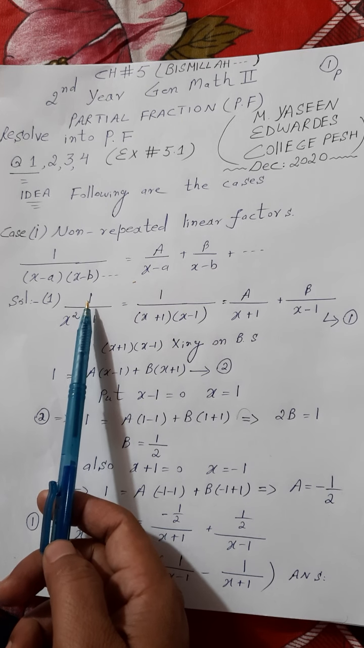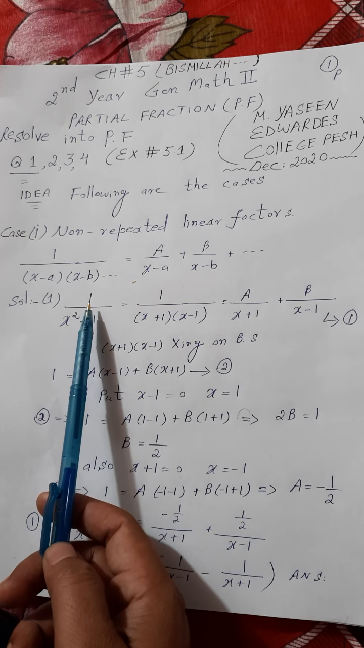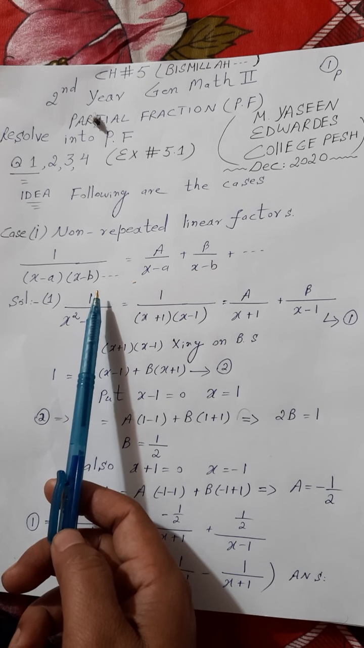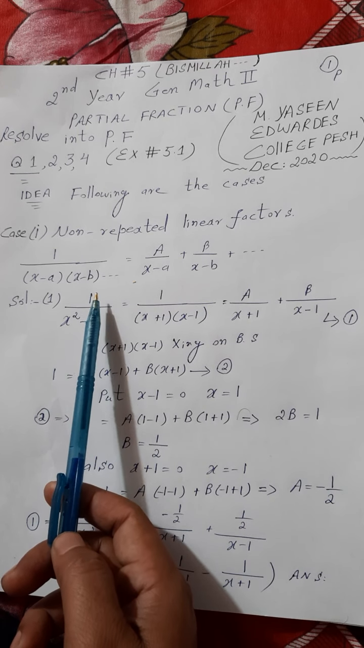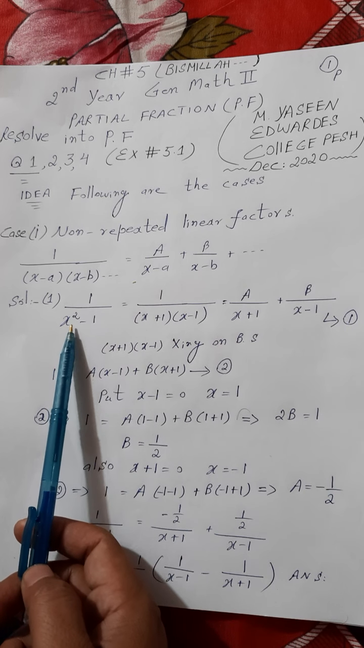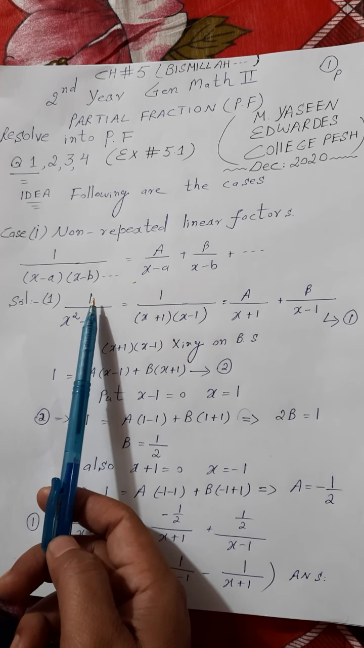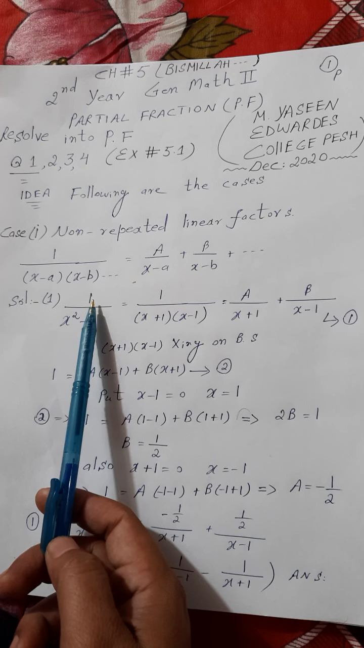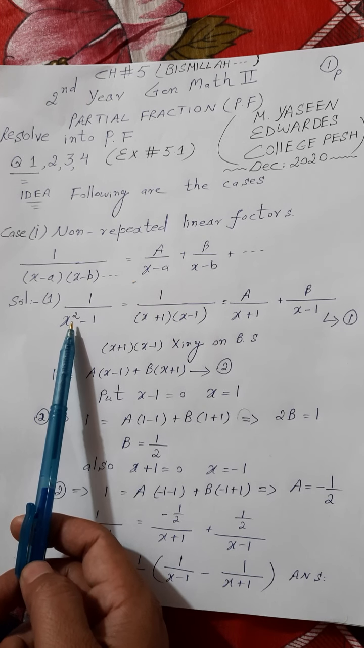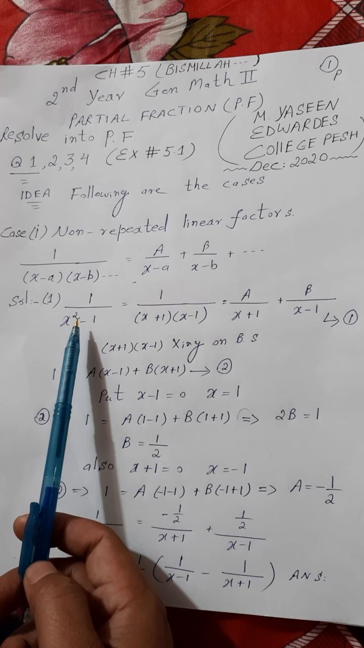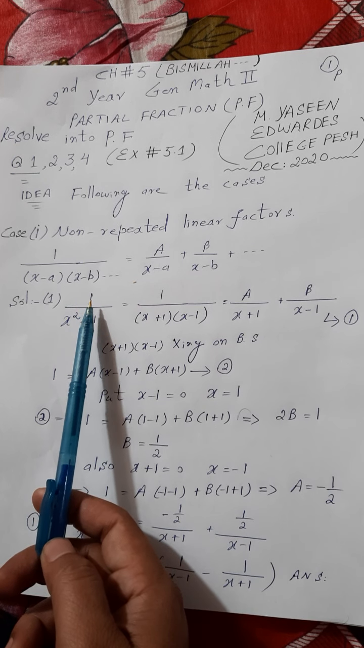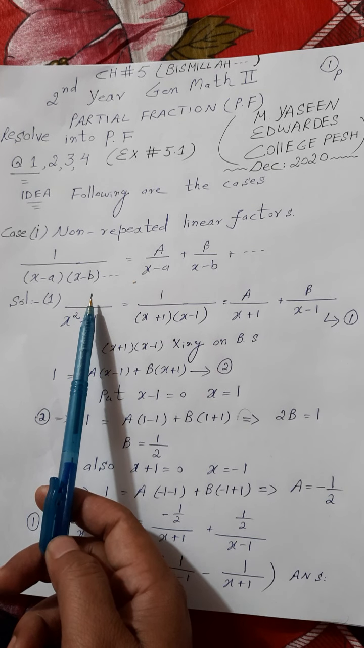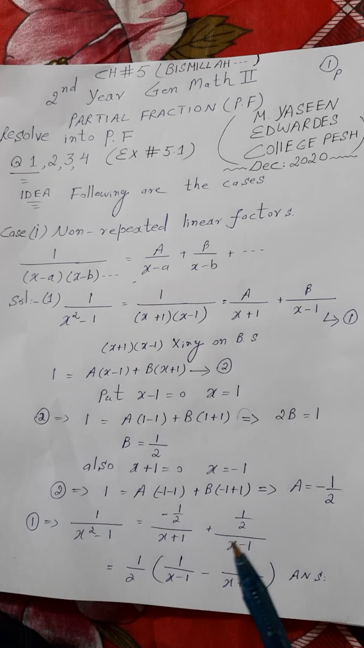It means that 1 can be written as 1 times x raised to power 0, so the power of x in the numerator is 0 and the power of x in the denominator is 2. So this is called a proper fraction. Otherwise, if the degree of the numerator is greater or equal, this is an improper fraction.